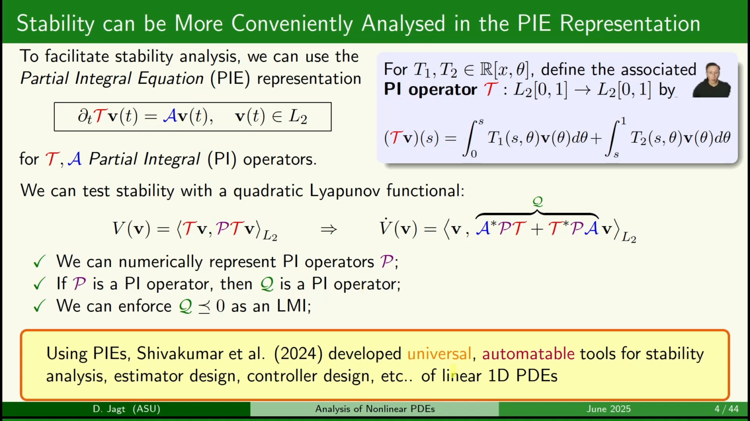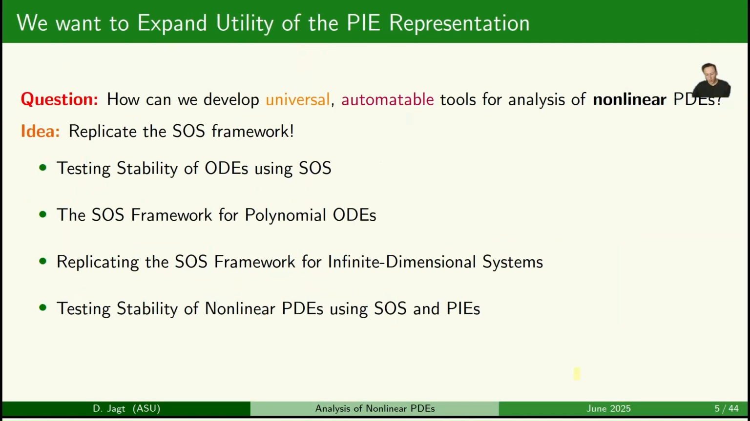Now, it has been shown that for a broad class of linear 1D PDEs, we can construct an equivalent partial integral equation representation, at which point we can apply this framework here to test stability of the system, as well as design estimators, design controllers, and solve a variety of other problems, all of which can be done numerically. So in this manner, we have a universal and automatable framework for stability analysis of this class of linear 1D PDEs. The question that we want to answer now is whether we can extend this to also cover nonlinear PDEs.